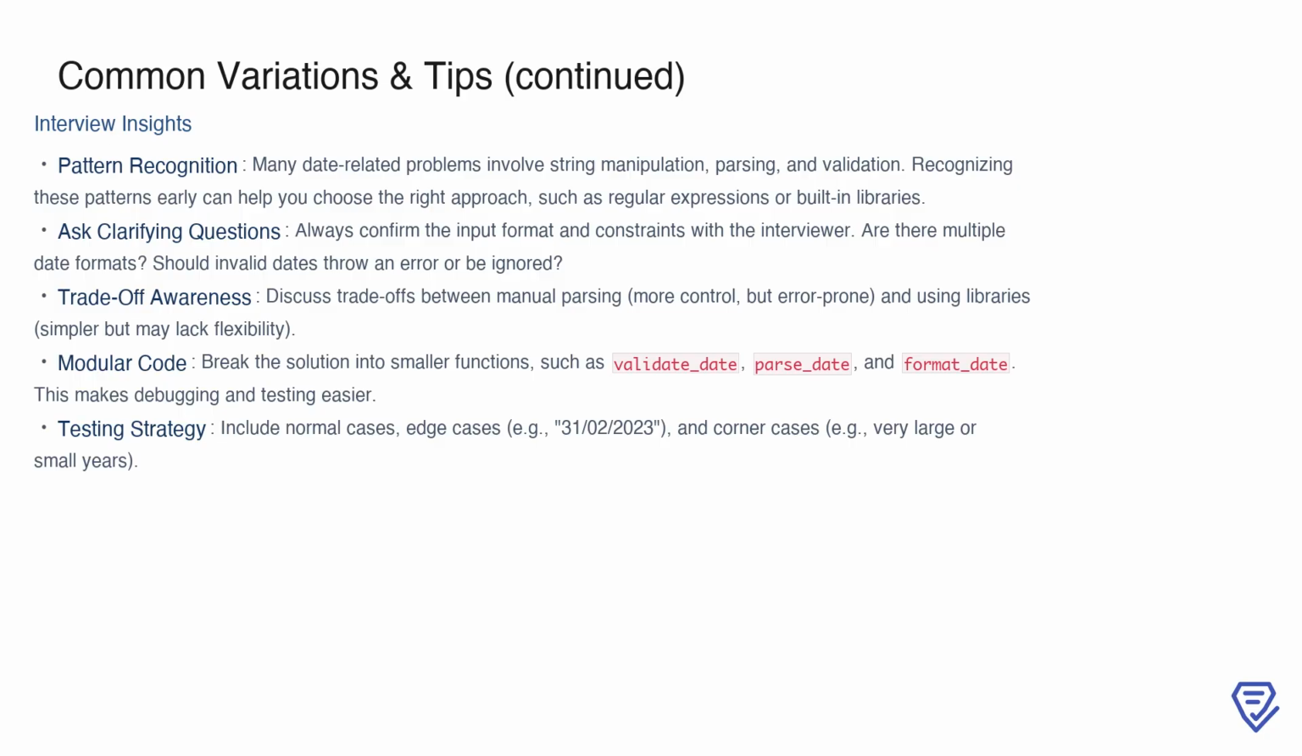Be aware of trade-offs as well. For instance, manual parsing offers more control but is prone to errors, whereas using libraries simplifies the process but may lack flexibility. Writing modular code is another valuable practice. Breaking down your solution into smaller functions, such as validate_date, parse_date, and format_date, makes debugging and testing much easier. Finally, adopt a robust testing strategy. Ensure your test cases cover normal scenarios, edge cases like 31/02/2023, and corner cases such as very large or very small years.